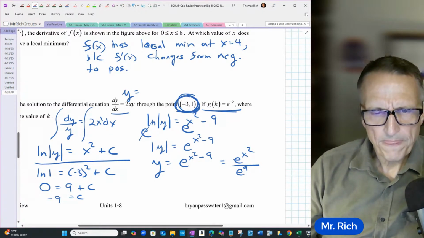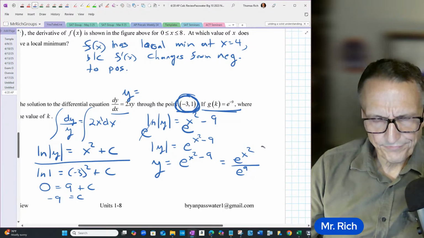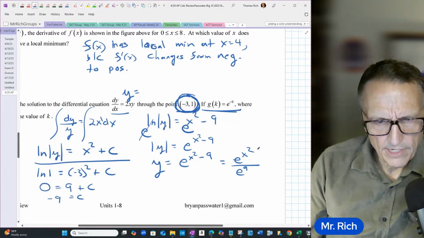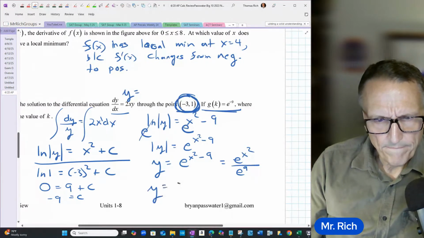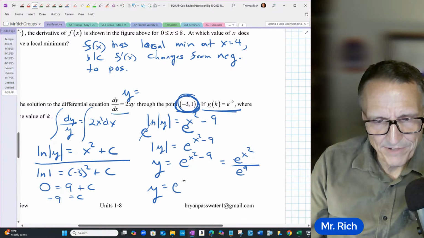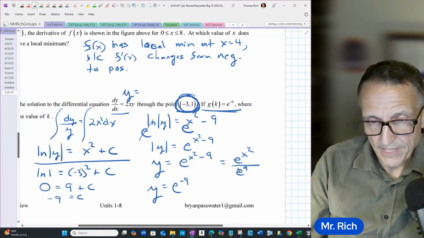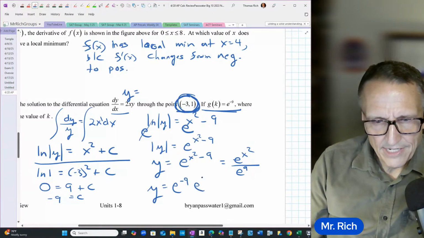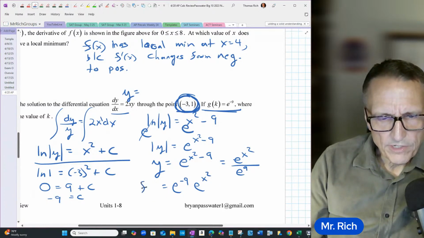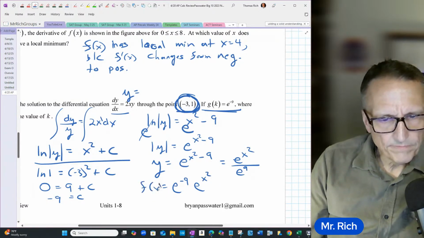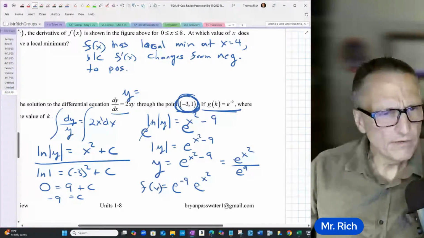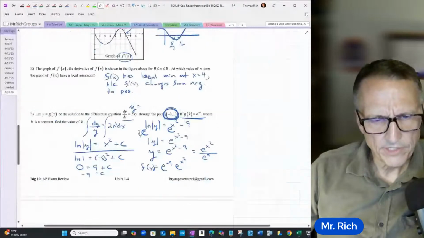All right, so now that's really going to be my function. I'm going to say my function y, and I can see there's e to the minus 9 right there. So I'm going to bring that up, e to the minus 9 times e to the x squared, and we'll call this our f of x. And let's see, was this a g? No, it was g of x, right? So this is g of x.